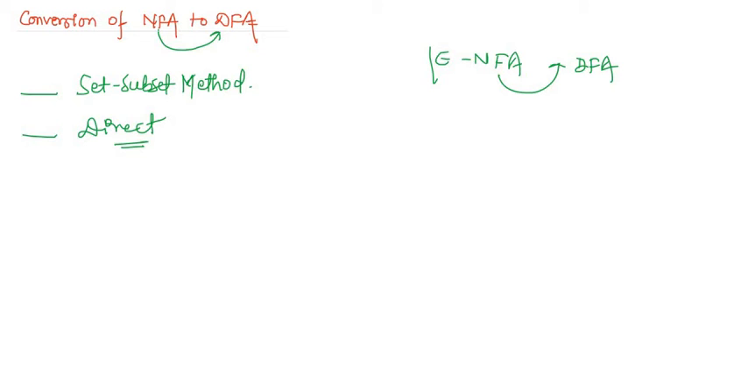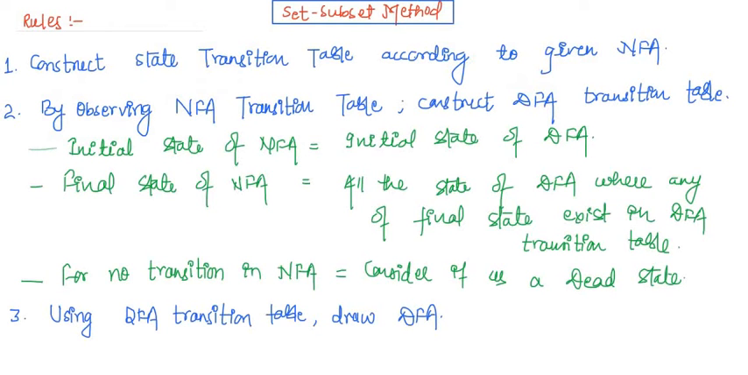So let us see the first one and the rules for the conversion. The first one is the subset method, and the rules are: first, when an NFA is given, we need to draw or construct a state transition table according to the given NFA. For example, if any language is given, then we need to draw the NFA, and according to the NFA we need to construct a state transition table. A state transition table we had already discussed, and we will see it in further examples.